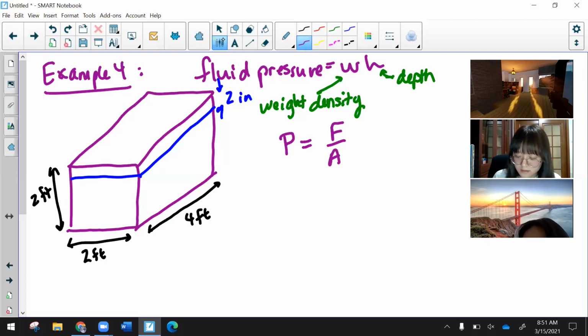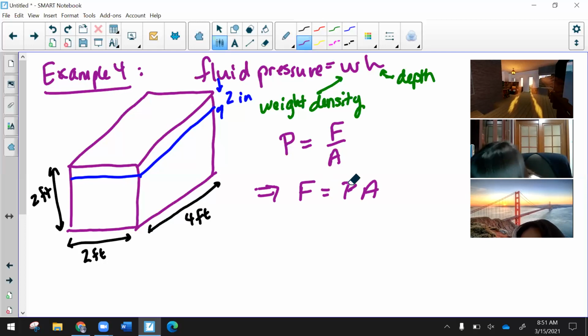So that tells me then that force is going to be pressure times area, right? If I go back and just cross multiply things. And I have another way up here to find the pressure, the fluid pressure.